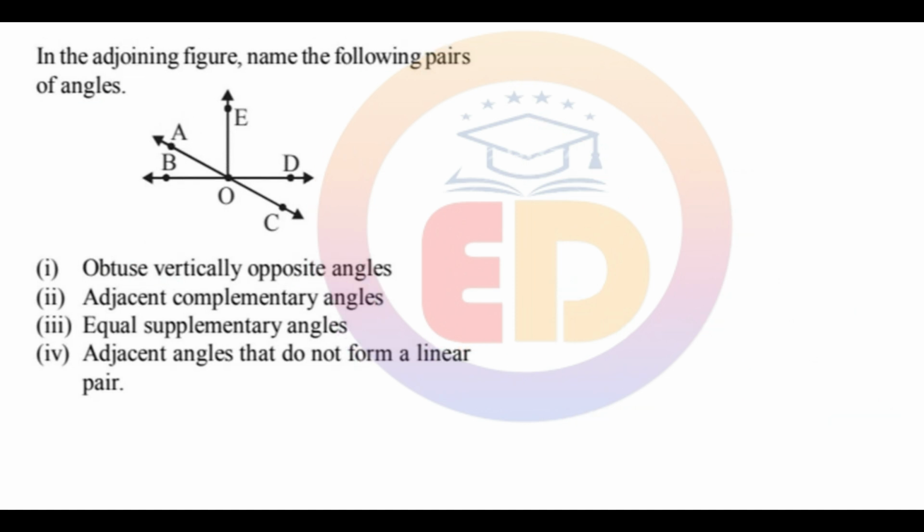Next question, adjacent complementary angles. So we have to find a pair of complementary angles and they should be adjacent also. To find the answer we will take only a part of this diagram. I've taken only one part of this. The different points are B, A and E.